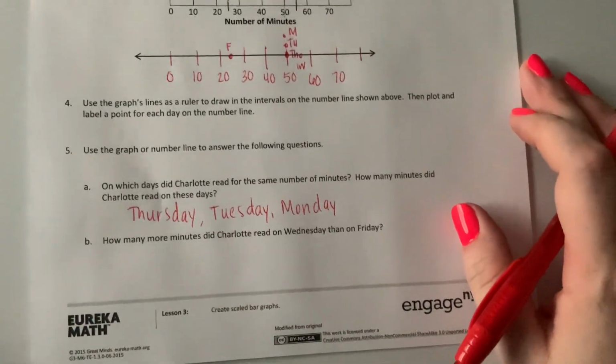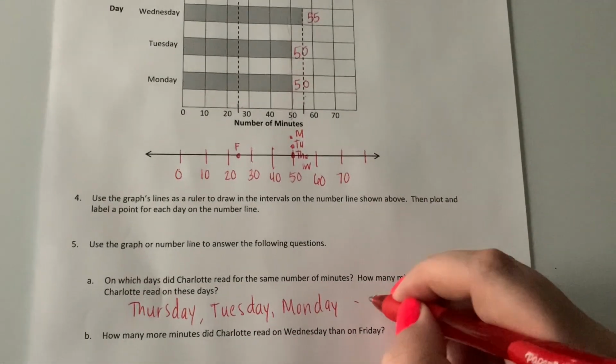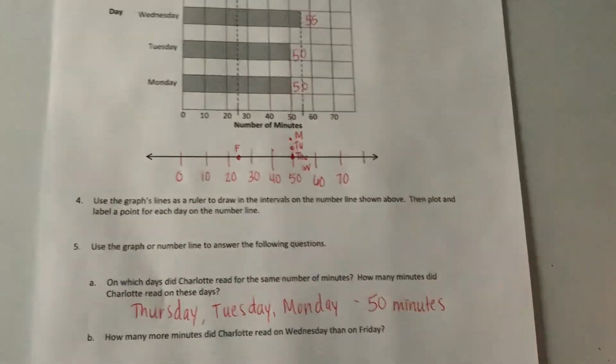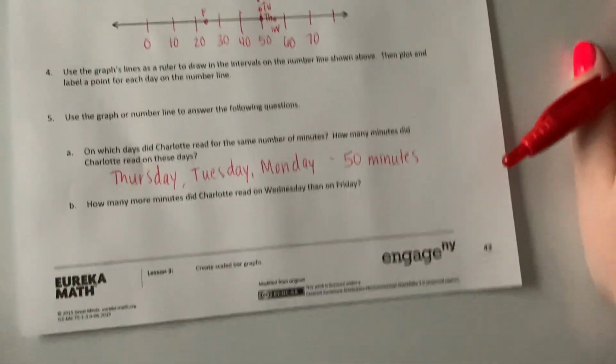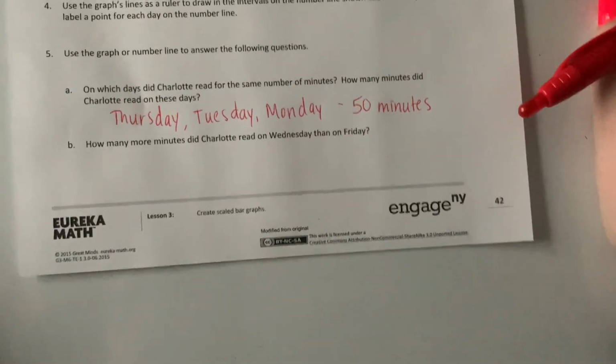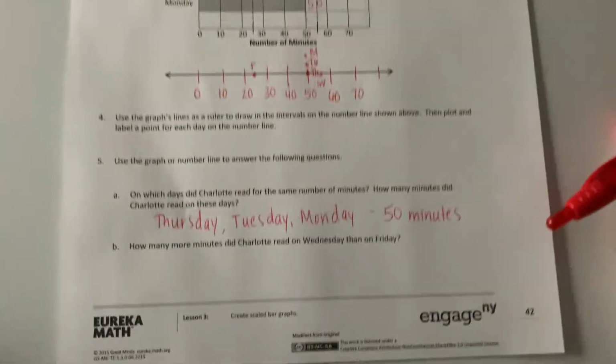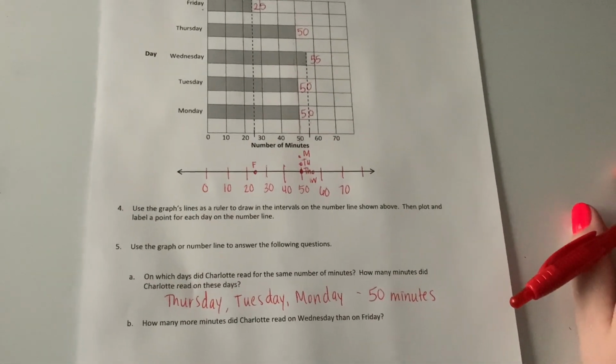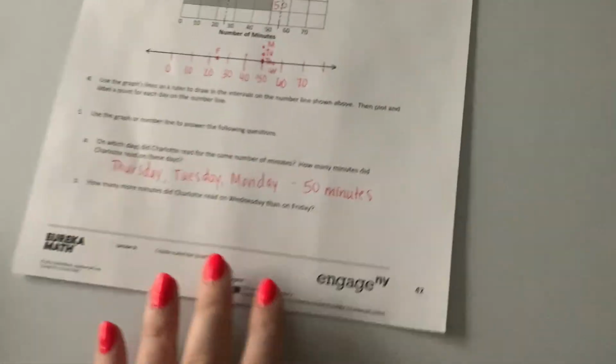All right, and how much did she read that day? She read for 50 minutes. How many more minutes did Charlotte read on Wednesday than on Friday? I want you to go ahead and figure that one out, okay? So how many more minutes did she read on Wednesday than on Friday? And then I want you to come on back and see if your answer matches mine.